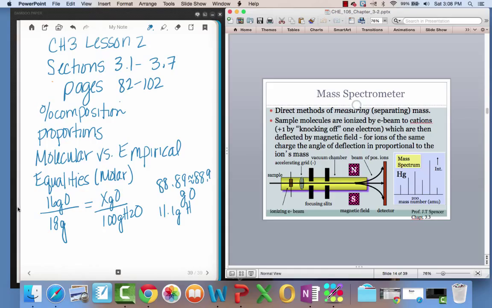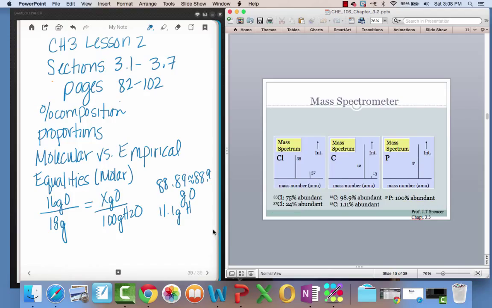So this is basically showing you what happens when we put a substance in a mass spectrometer. And this is frequently used in forensics, identifying unknown substances in drug raids or arrests, things of that nature. This is just showing you the difference between chlorine, carbon, and phosphorus.